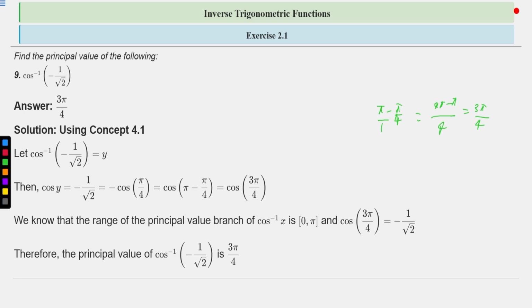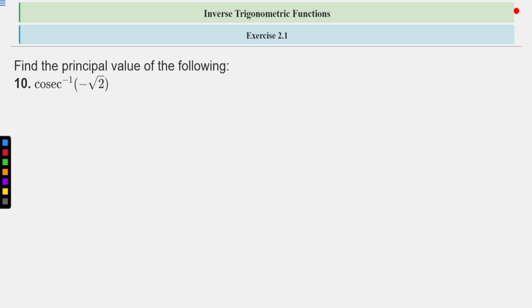Okay, let us move to the next question. Next question is find the principal value of the cosec inverse minus root 2. You need to find the principal value of cosec inverse minus 1 by root 2. You all can start answering.